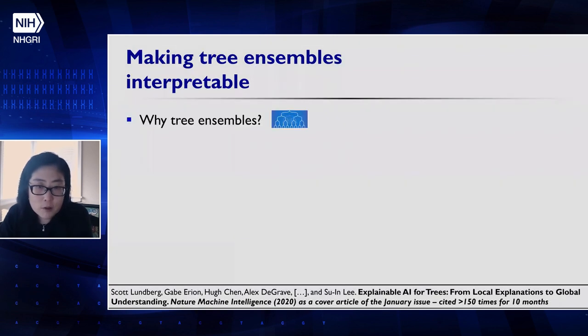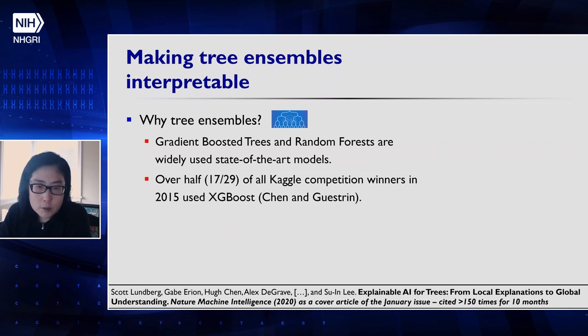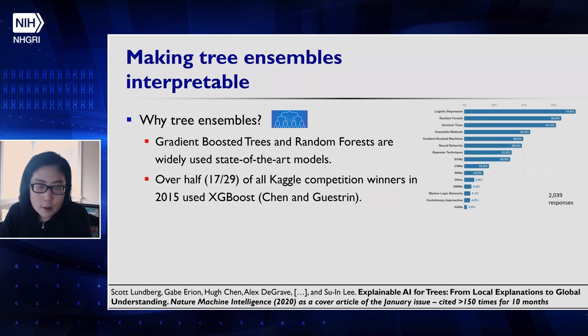And then we recently developed ML methods to efficiently compute exact SHAP values for particular model types. We have done it for tree ensembles. Now we are working on deep neural networks. First of all, why trees? Because they're extremely popular models, especially many of the Kaggle competition winners used XGBoost. The Kaggle data survey done by a couple of data scientists shows that tree models are the most widely used model in industry these days.